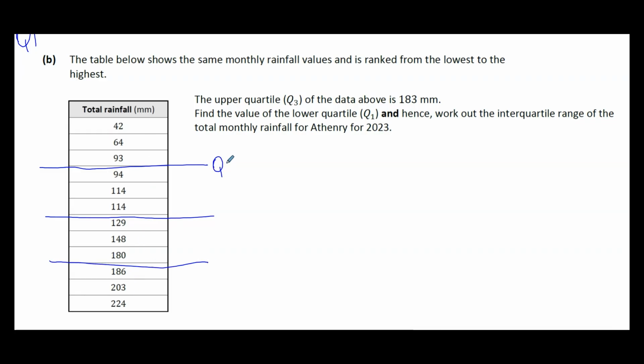So this is quarter 1. This is quarter 2, but we don't call that quarter 2. We call that the median because it's in the very middle. And this is quarter 3. So quarter 1 is the lower one, and quarter 3, as you can guess, is the upper one. Okay, so now I hope that makes a little bit more sense.